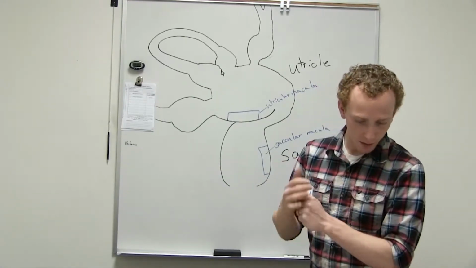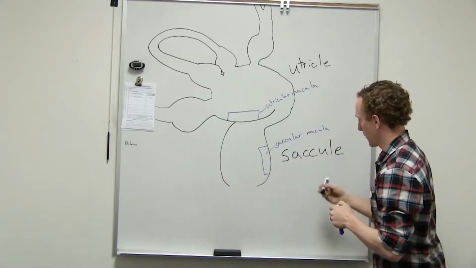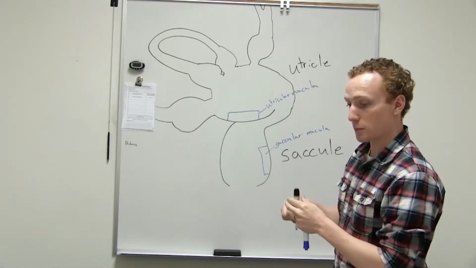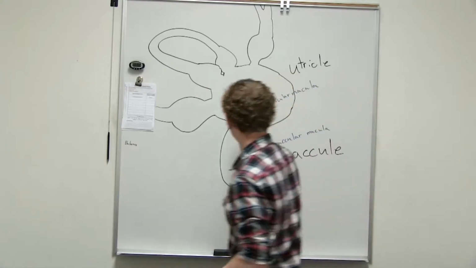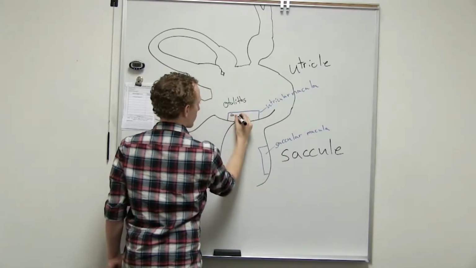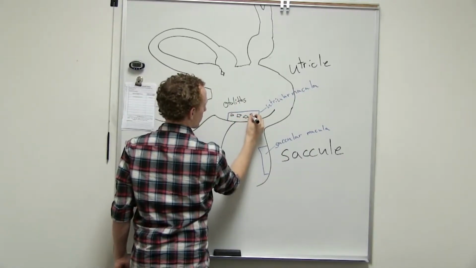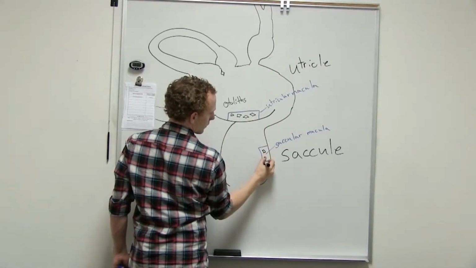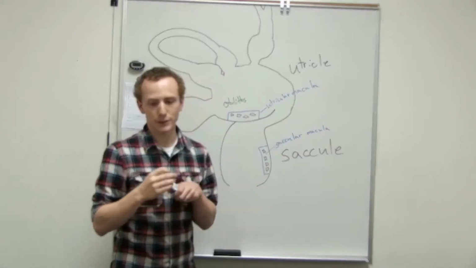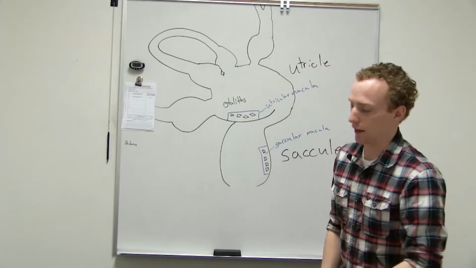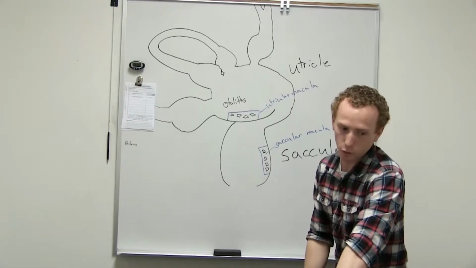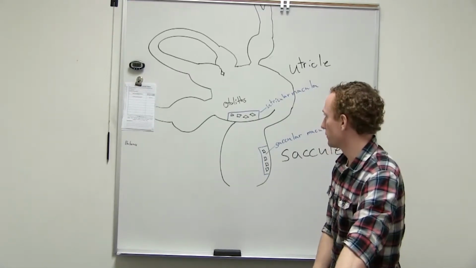Trying to figure out the best way to draw this. Inside of these maculae, I've got what are called otoliths, little calcium carbonate rock things. Do you think we'll need to know that they're made of calcium carbonate? I don't think so, but it couldn't hurt to know. These guys are what's responsible for your static equilibrium.